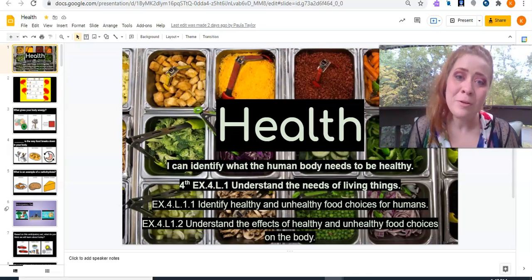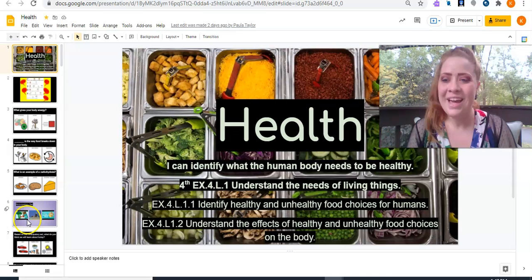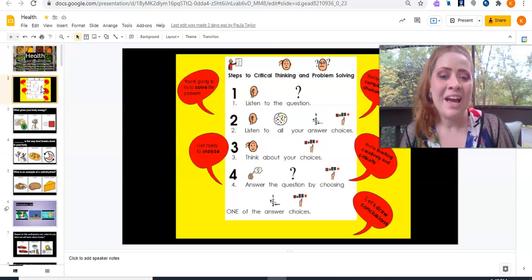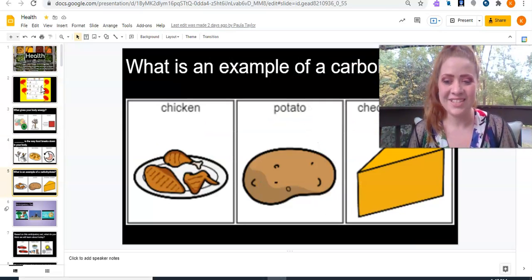For my example, I pulled up a science lesson on health. Every lesson will have I can statements, and it will also present to you the standards that we're using to drive the lesson. All right, so we have all of the components of the lesson that we spoke of earlier. We have our steps to critical thinking and problem solving and our higher order thinking questions.